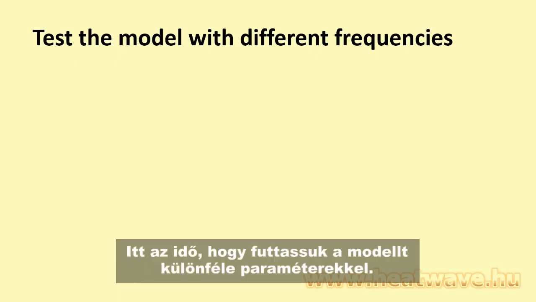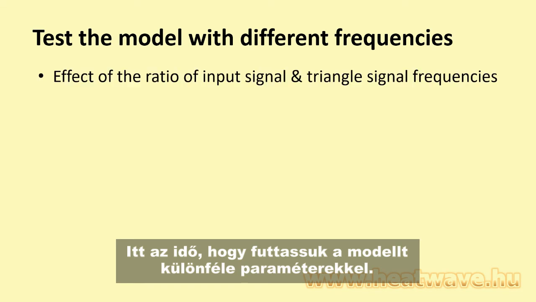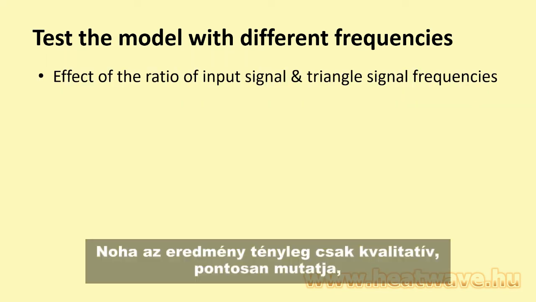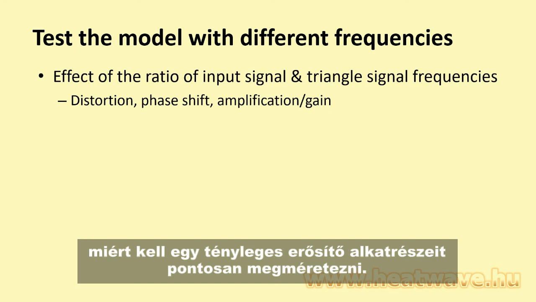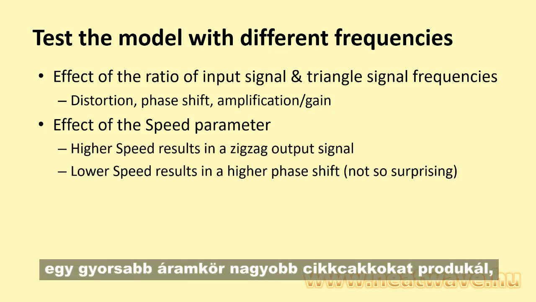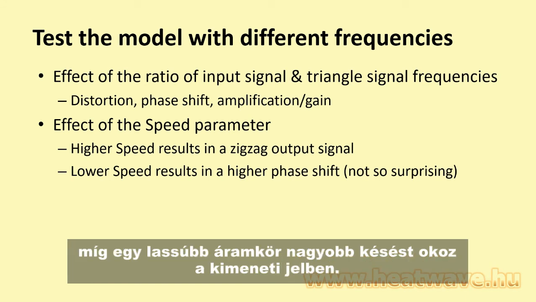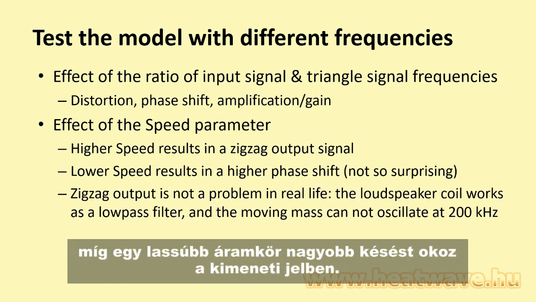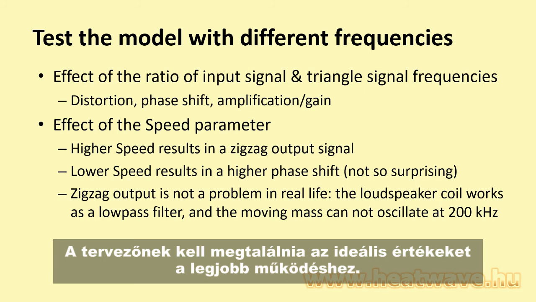And now it's time to run the model with different parameters. Although the results are really only qualitative, they exactly show why the components of an actual amplifier must be calculated precisely. As always, it is a compromise. A faster circuit produces more significant zigzags, while a slower circuit causes a higher delay in the output signal. The designer must find the ideal values to get the best performance.